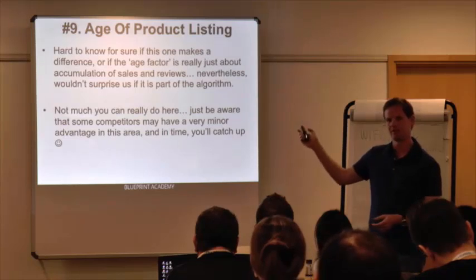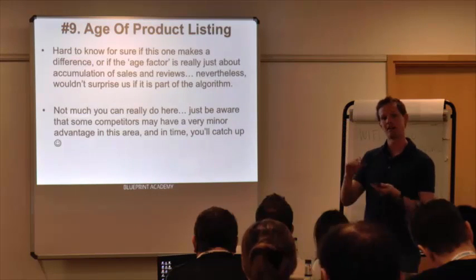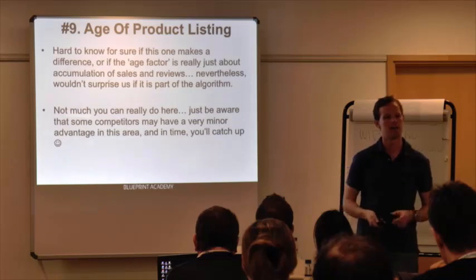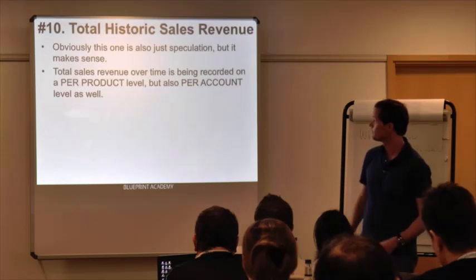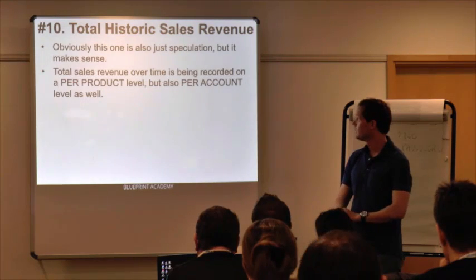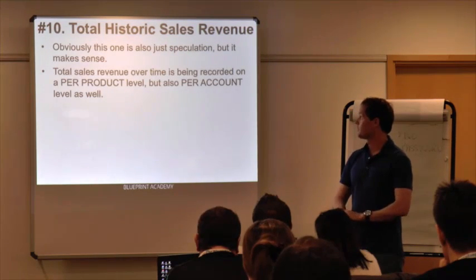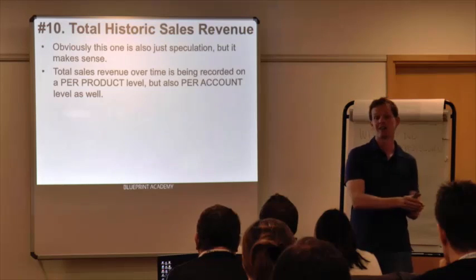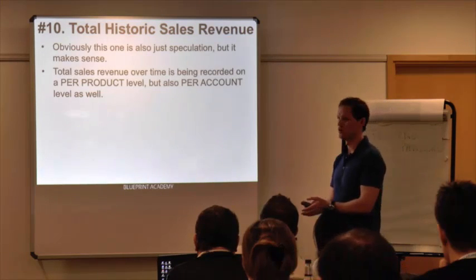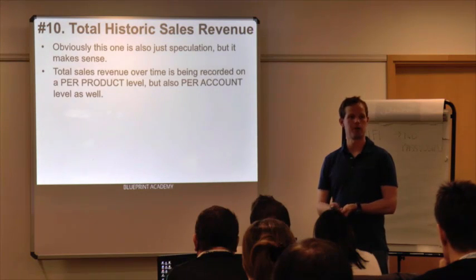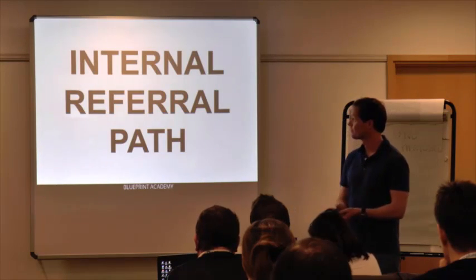And there's 26 things that we're talking about here. Some are bigger than others, but they all add up. If you just focus little by little on improving each one, it goes a long way in the end. And this is the same sort of thing. Total historic sales revenue. Again, just speculation, but it makes total sense. Total sales revenue over time is recorded on a per product basis, but also per account as well. So your whole account is able to build up history with Amazon.